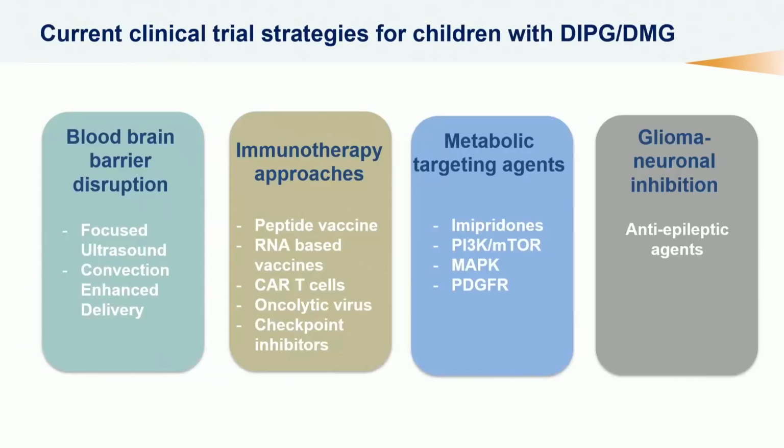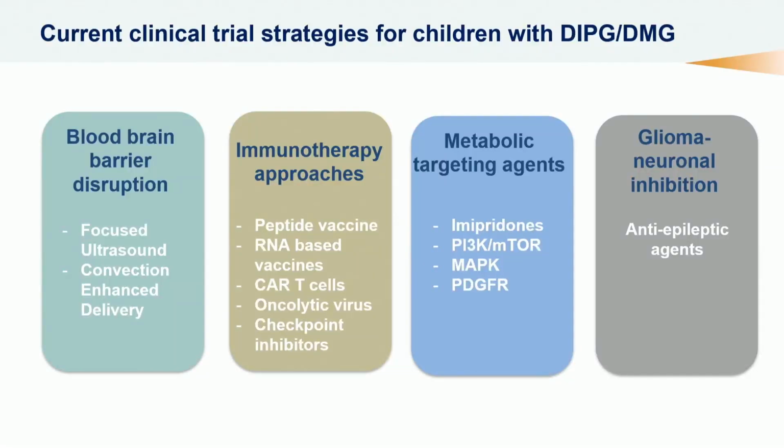But then what are the current strategies we are trying to test as part of different consortia-wide efforts or single institution efforts to improve the outcome for these children and young adults with diffuse midline glioma? So one is how can we better get our medicines or drugs through the blood-brain barrier? I will discuss a little bit convection-enhanced delivery as well as focused ultrasound. There are several new immunotherapy approaches that will be discussed by Jasper. We have metabolic targeting agents that will be addressed by Sriram Venneti. And then there's this whole new, very exciting field of glioma neuronal inhibition.